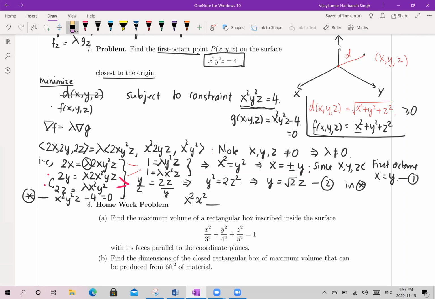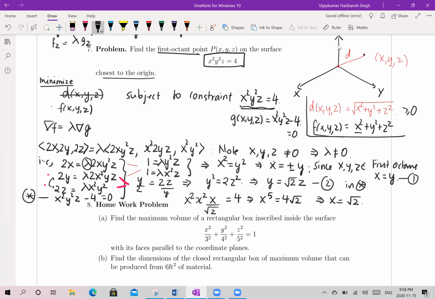So we have x equals 2 times, so it's basically 4, because it's minus 4 equals to 0. So this is going to be 4. This means x to the 5 equals 4 root 2. This implies x is root 2.